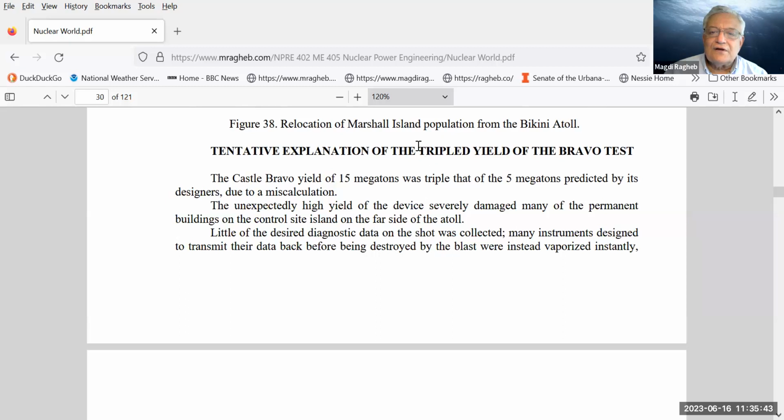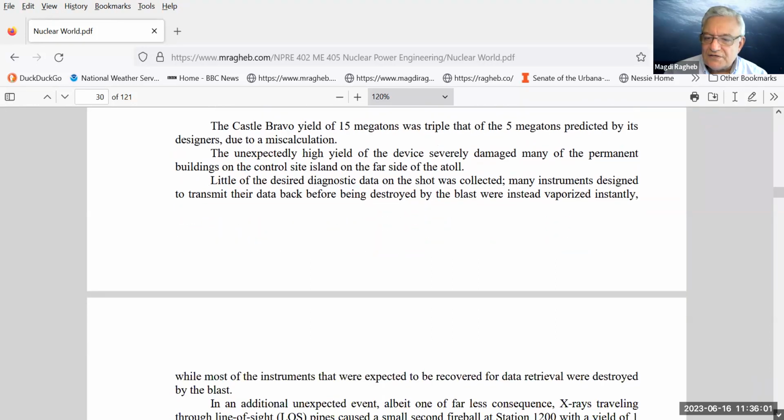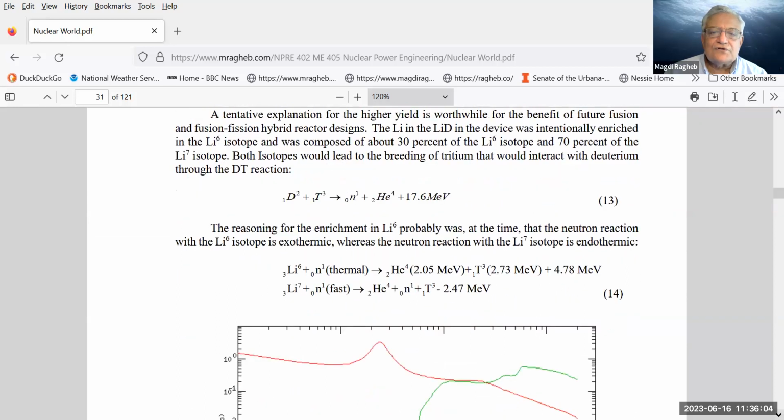So as I suggested, the yield of the Castle Bravo came out about 15 megatons of energy. The calculated energy release was only 5 megaton. So what is it that they got the 15 megaton here? I try to explain it. The explanation is that they used lithium-6 deuteride. The reaction that happened with neutrons with lithium-6 produces an alpha particle and a triton, an isotope of hydrogen. And that triton now would be combined with deuterium in the lithium deuteride, generate a neutron and release 17.6 million electron volt of energy.